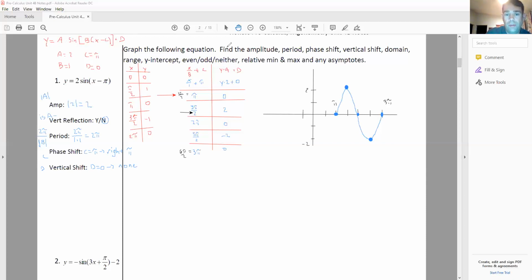How many of these things do we deal with? Amplitude, we did that. Period, we did that. Phase shift, we did that. Vertical shift, did that. Domain, okay, let's go ahead and deal with domain. Let's deal with domain and range next. These are going to be the things that you have to do for every graph.